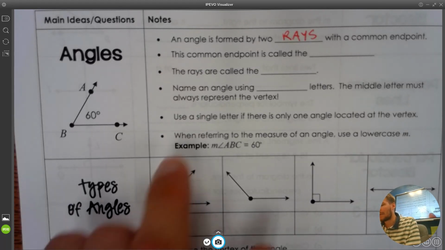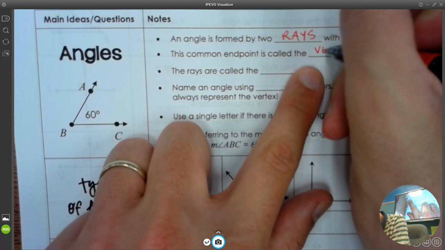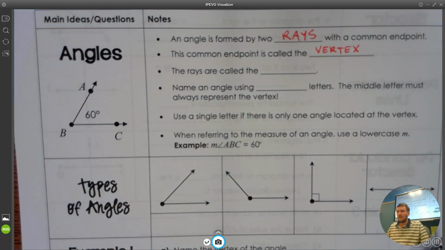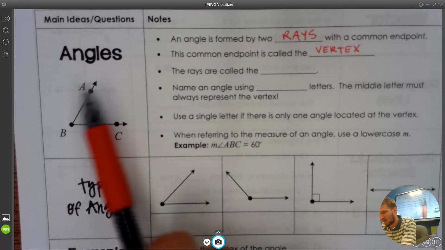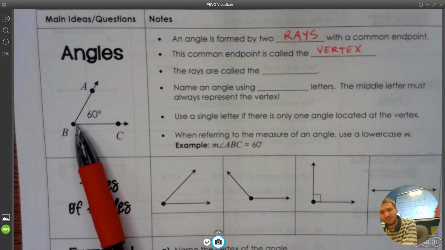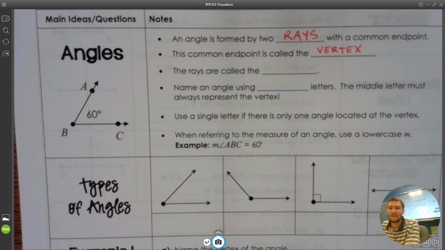Now, the common endpoint is called the vertex, which is an interesting word. It seems to come up in math all the time. Sometimes you see it in algebra, sometimes in algebra 2, you might even see it in calculus, and it always means different things. But to me, the vertex is always the most interesting part of whatever it is you're looking at. If you're looking at this angle over here, the most interesting piece, right where these two rays touch, the vertex would be called B.